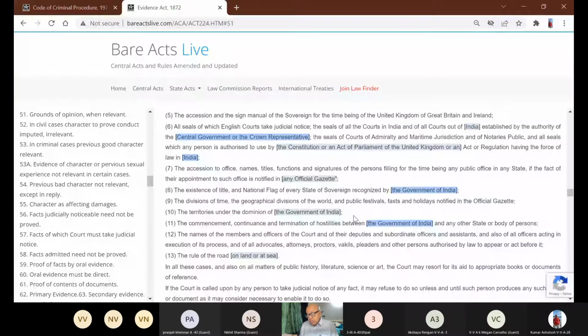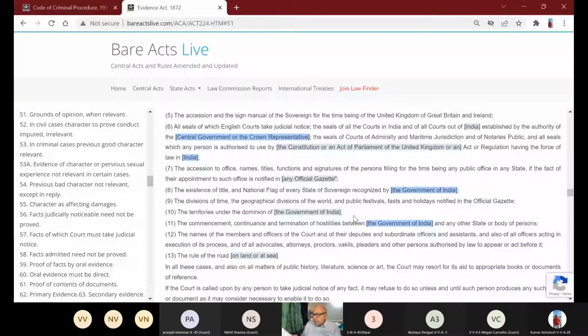Then the rule of the road or the rule of the sea. The court will take into consideration the rule of the road and the rule of the sea. All big cities and towns in India have railway links, from Mumbai to Delhi, Delhi to Banaras, Kanyakumari, and sailing from India to the USA, Dubai, Iran, all these places. India has sea routes where we do commercial and maritime business. So the court will take judicial notice of this fact, which need not be proved.